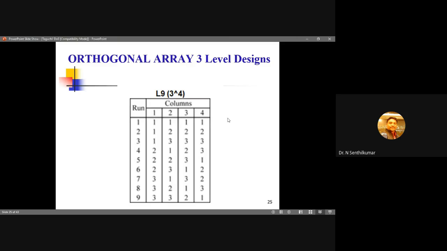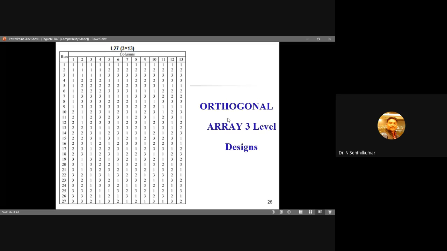Okay. So for 3 level L27, you can see parameter 1, parameter 2, parameter 3, until parameter 13. Here it includes some interaction effects also.